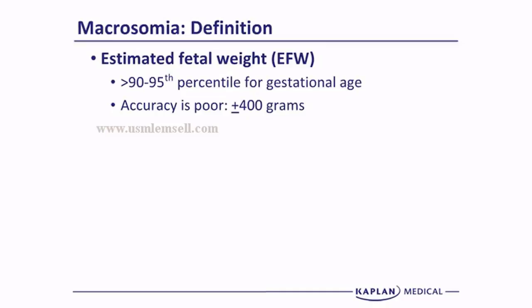The abdominal circumference is the primary ultrasound parameter which gives a direction in terms of macrosomia. We would expect to see the head more normal size, but the abdomen tends to be larger.